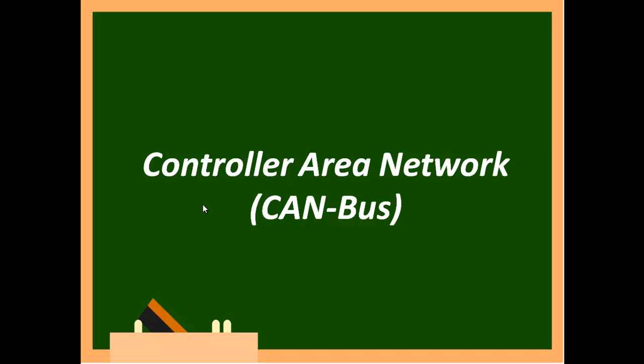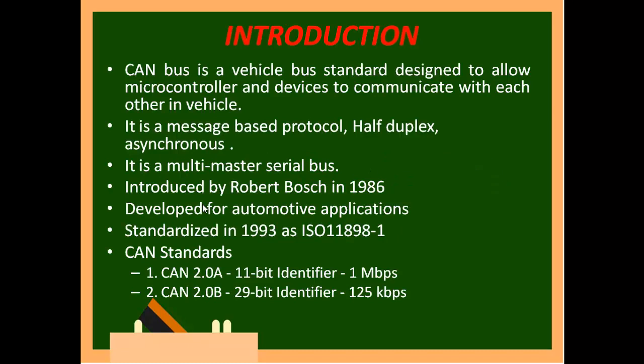Introduction: CAN bus is a vehicle bus standard designed to allow microcontrollers and devices to communicate with each other in a vehicle. It is a message-based, duplex protocol. It is a multi-master serial bus, so at a time anyone can be master and send the data. It was introduced by Robert Bosch in 1986, developed for automotive applications. It was made a standard only in 1993.